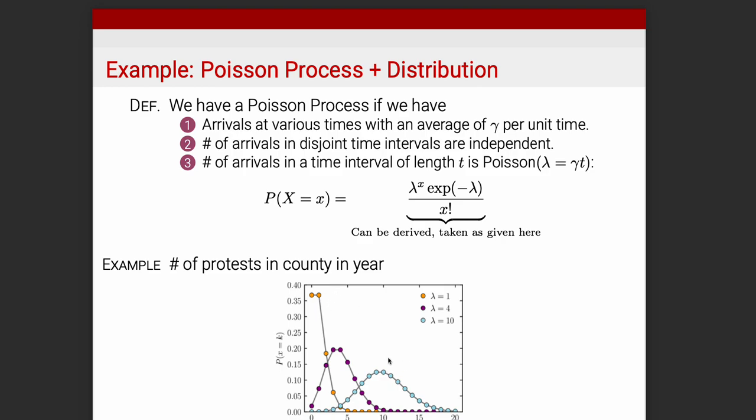What that means is that certain realizations of this random process are more or less likely. So for example, when lambda equals 10, that means 10 protests per month, for example, is the most likely value. But when lambda is 4, now 4 protest events per month is most likely. So lambda controls the contours, the shape of the random process, so to speak.